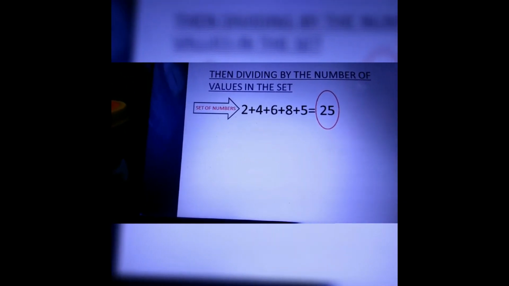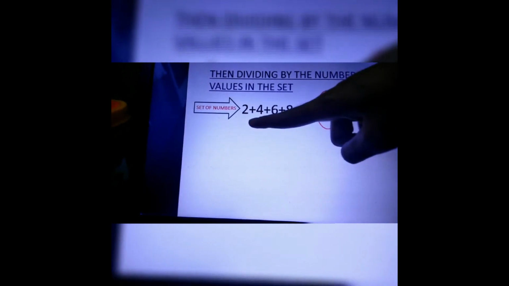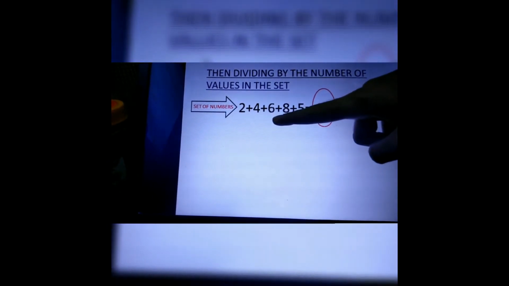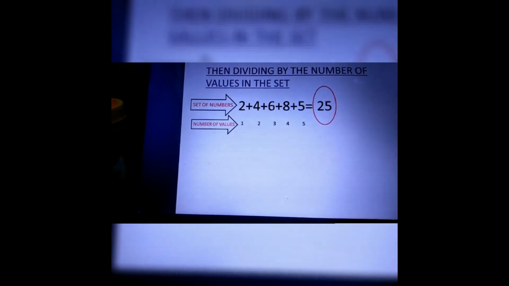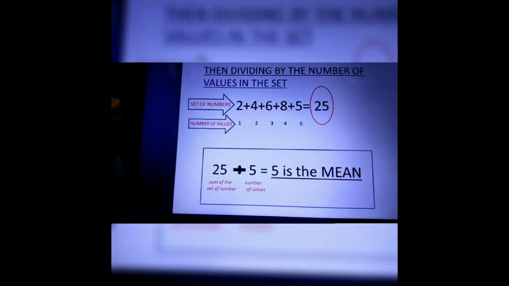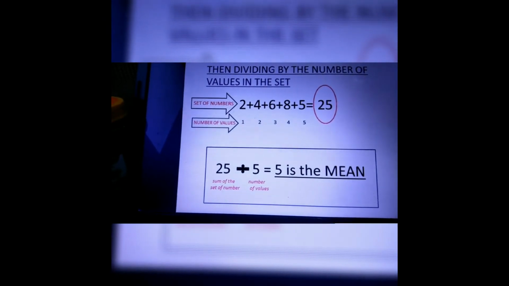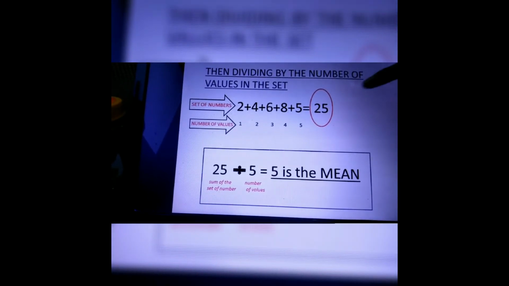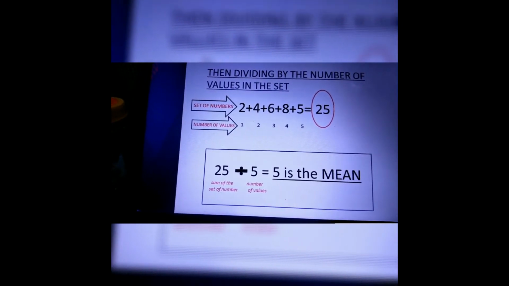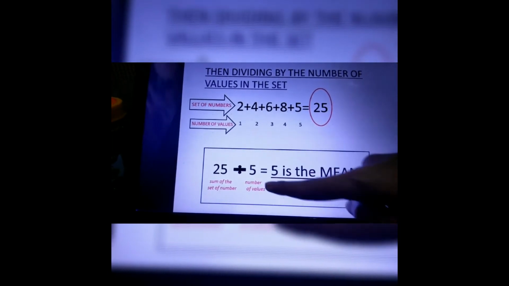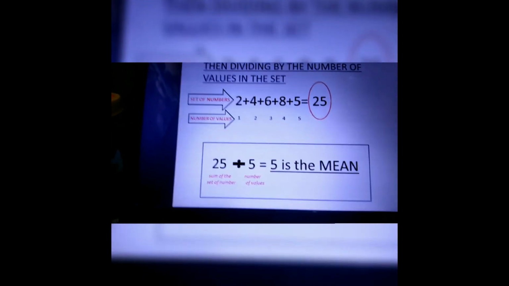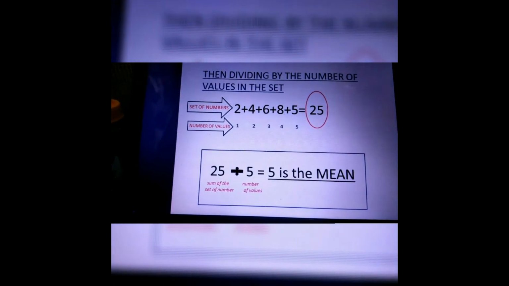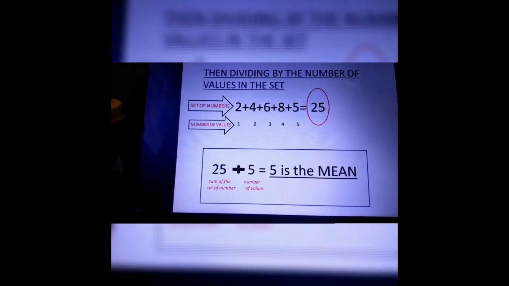Then, divide by the number of values in the set. To find the number of values in the set, count the numbers in the set. 1, 2, 3, 4, 5. The number of values is 5. Then 25 is the sum of the numbers. 25 divided by 5 is equal to 5. Therefore, 5 is the mean.